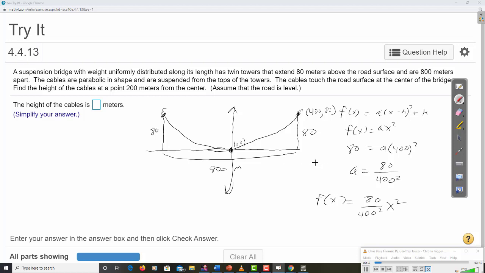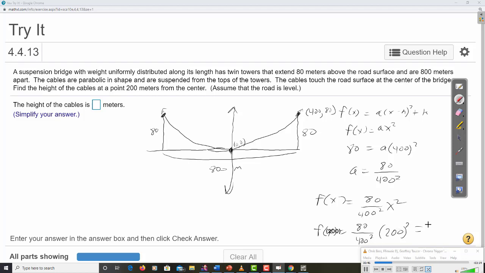All we've got to do now is find the height of the cables when we're 200 meters from the center. Easy enough, just plug in 200. f of x is 80 over, not 800, 80 over 400 squared times 200 squared.